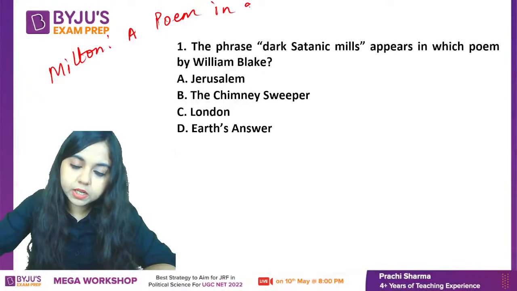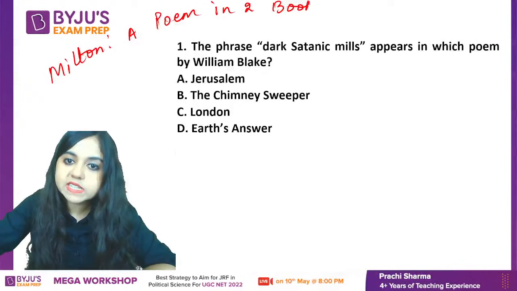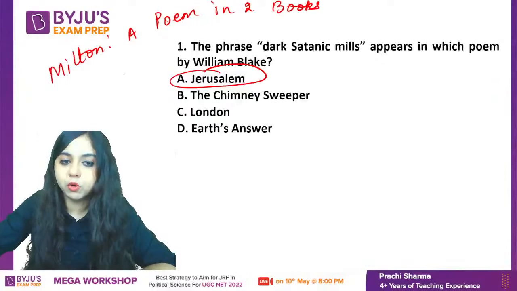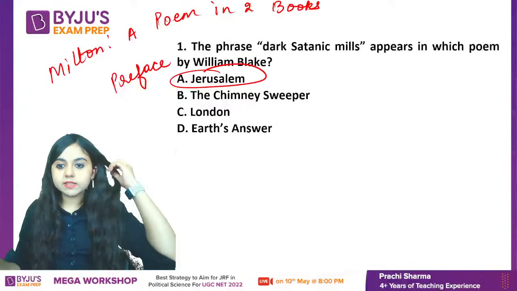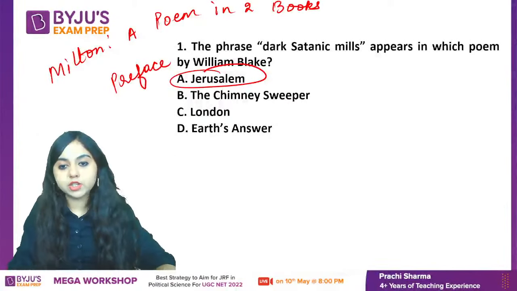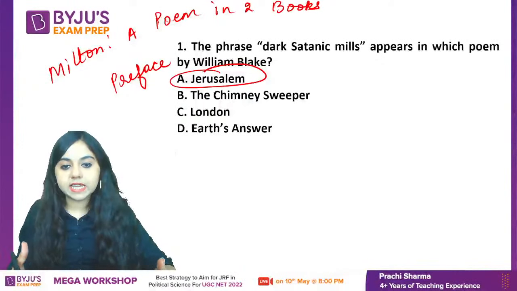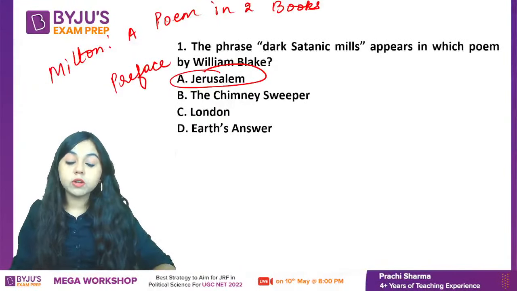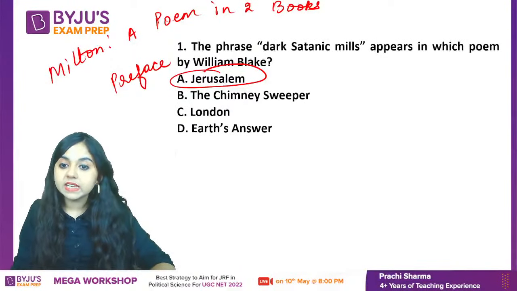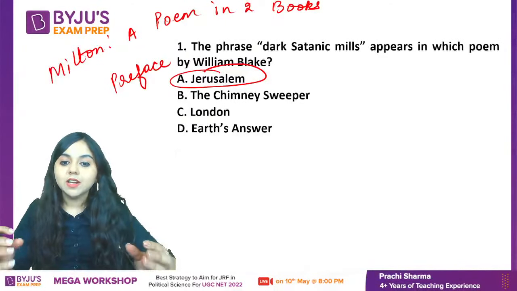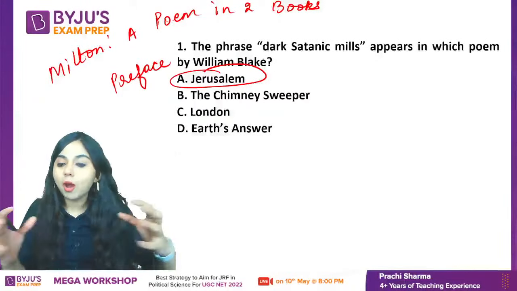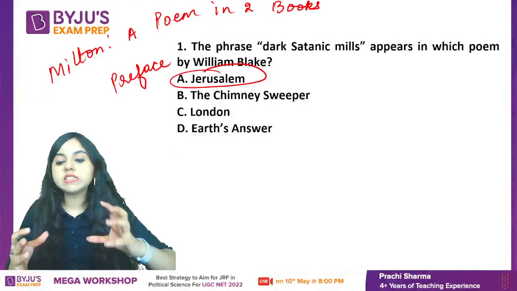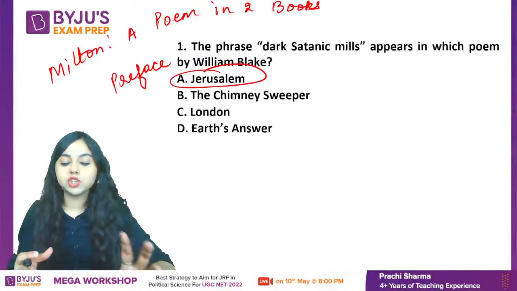A poem in two books. Jerusalem was supposed to be the preface of this particular book, right? And as it is, Blake is a sui generis. He's trying to tell us that it's a new kind of writing that he's getting into. And in this poem, Jesus is visiting England and Blake equates it with the creation of paradise, which according to him is in sharp contrast with the hell of the dark satanic mills in the industrial era.